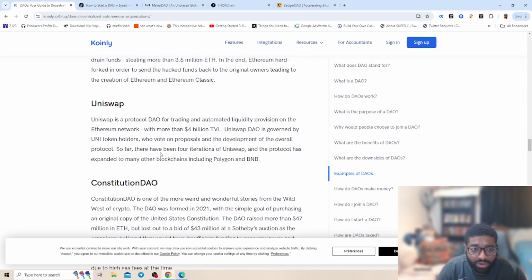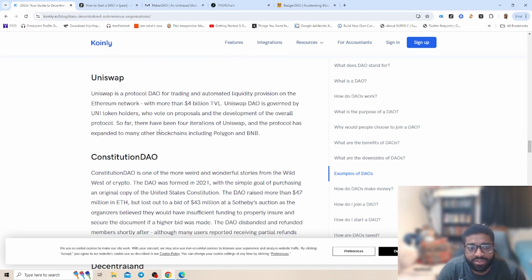But let's actually just go into some of the single chain DAOs, some examples. Uniswap is a protocol DAO for trading and automated liquidity provision on the Ethereum network, with more than 4 billion TVL. Uniswap DAO is governed by UNI holders who vote on proposals for the development of the overall protocol. So you see Uniswap, just a particular DEX. You'll be swapping on that platform.